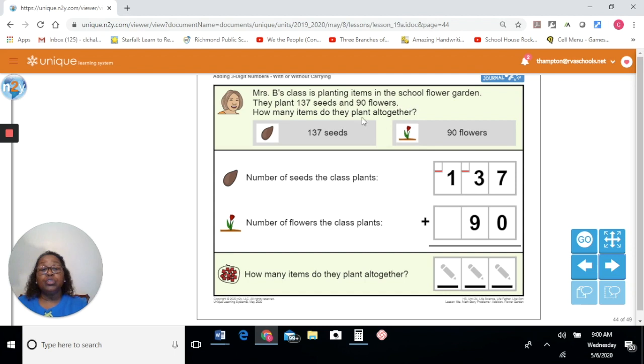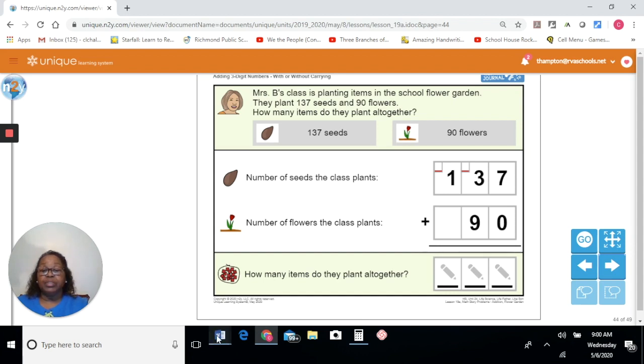Let's see, we use the words all together, so we know that our operation for today is going to be addition. Excellent. And this is our addition symbol. When you're writing a problem, you always have to put your operation. Always, even though you line it up and you draw your line under, you must put that operation there. Otherwise, nobody knows what's going on. So very important. We put our operation: 137 plus 90.